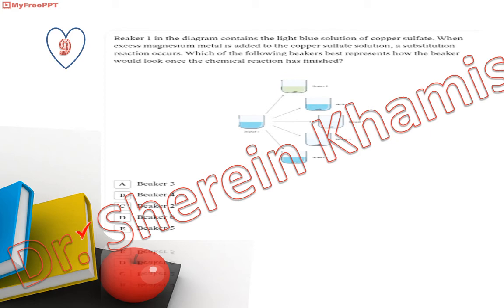the disappearance of the blue color of copper sulfate, which means that the magnesium removes copper from its salt and replaces it, giving the product here, a rich brown precipitate of copper.